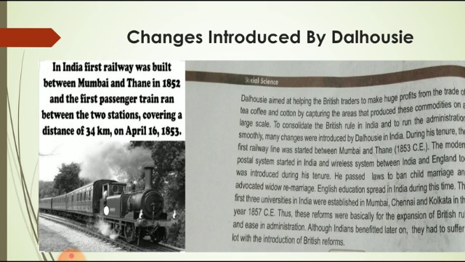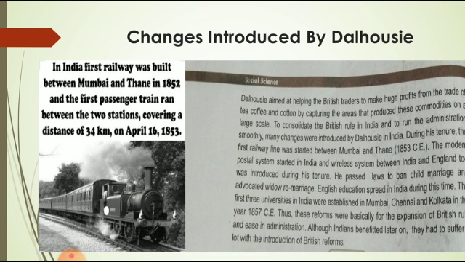Then we'll see about the changes introduced by Dalhousie. Dalhousie introduced many changes and many reforms also. The changes introduced by Dalhousie aimed at helping the British rulers to make huge profits from the trade of tea, coffee and cotton by capturing the areas that produce these commodities on a large scale, to consolidate the British rule in India and to run the administration smoothly.